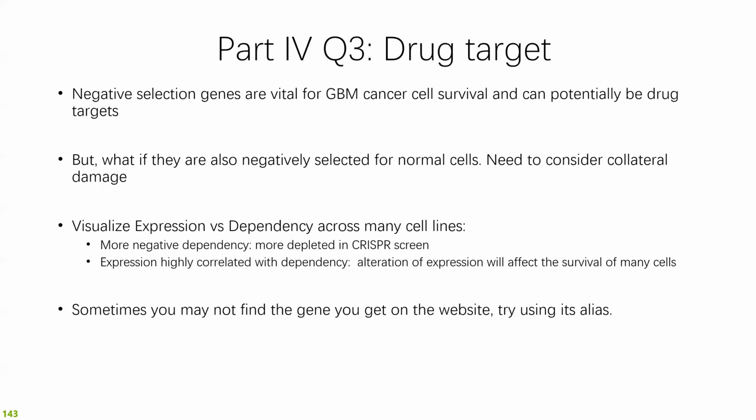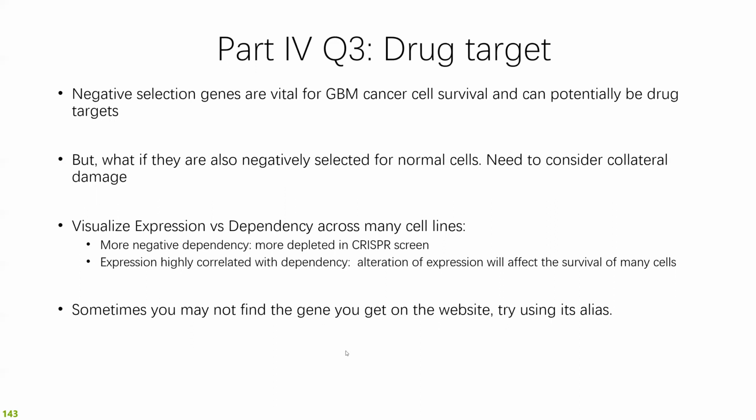So you will go to a website and check for the potential drug targets, their expression versus dependency. If you see that its expression is highly correlated with dependency, which means that the alteration of the gene expression will affect the survival of many cells, then this gene cannot be used as a drug target. You really want to target those genes that have very weak or no correlation between expression and dependency.